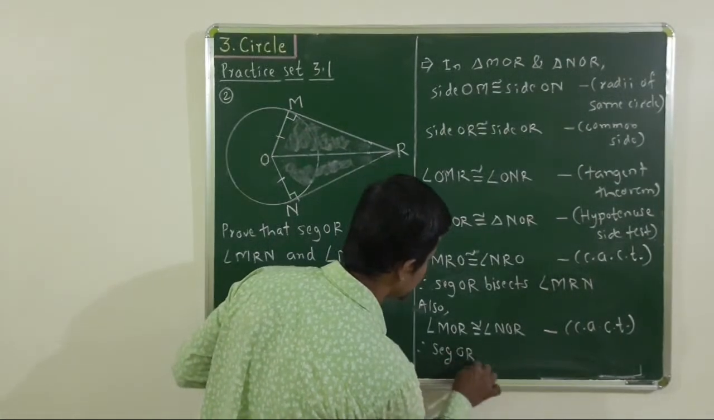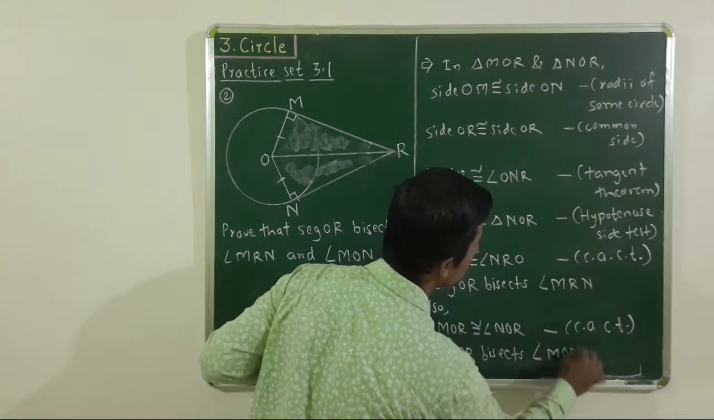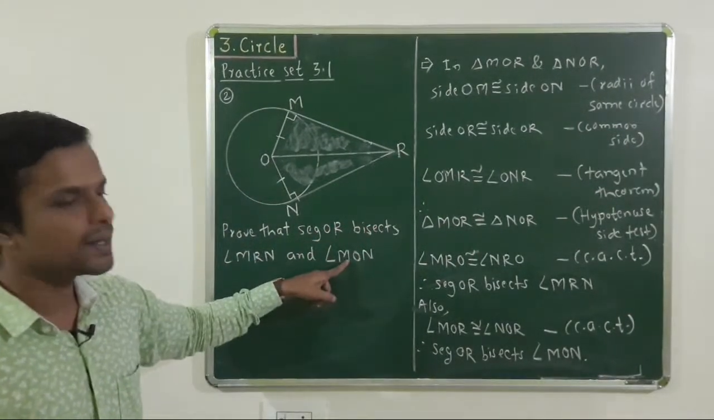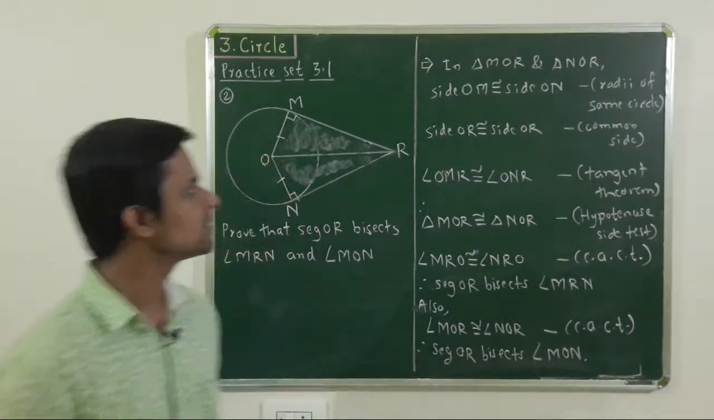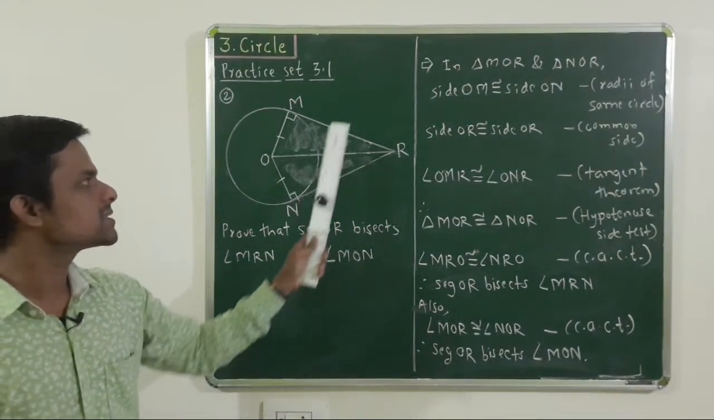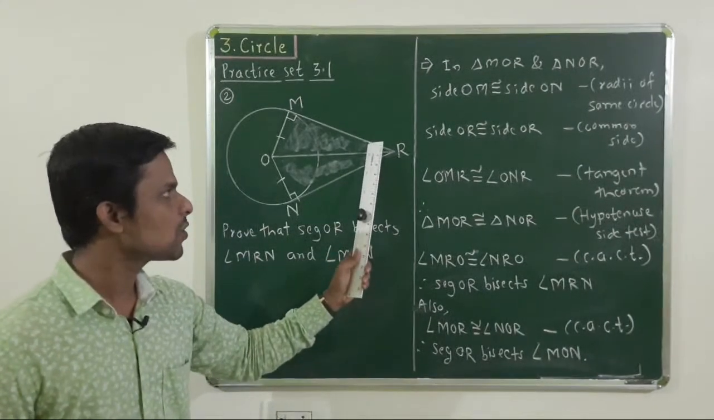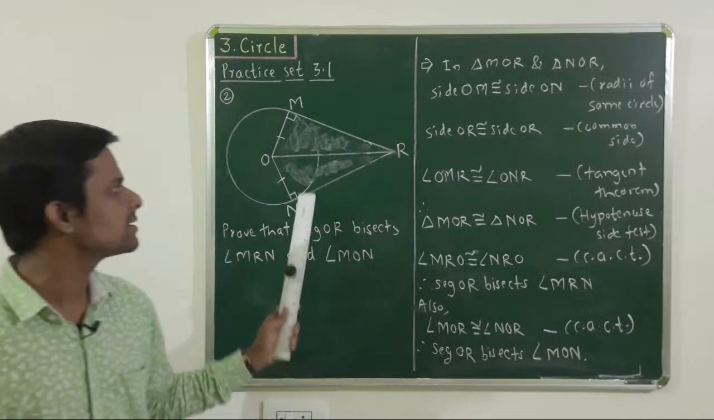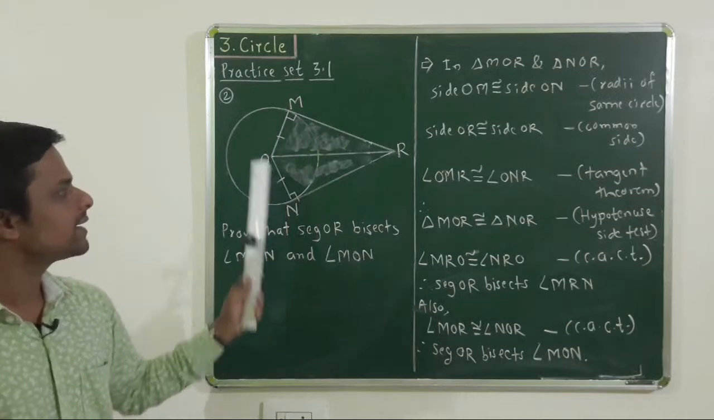Segment OR bisects angle MON. Means segment OR bisects angle MRN and also angle MON. Very straightforward solution. Simply we have to prove these two triangles congruent either by SSS test or hypotenuse side test. Now since these two triangles are congruent, therefore these two angles are congruent, that is CACT, and since these two angles are congruent, hence OR bisects MRN. Similarly these two angles are congruent, CACT, hence OR bisects angle MON.